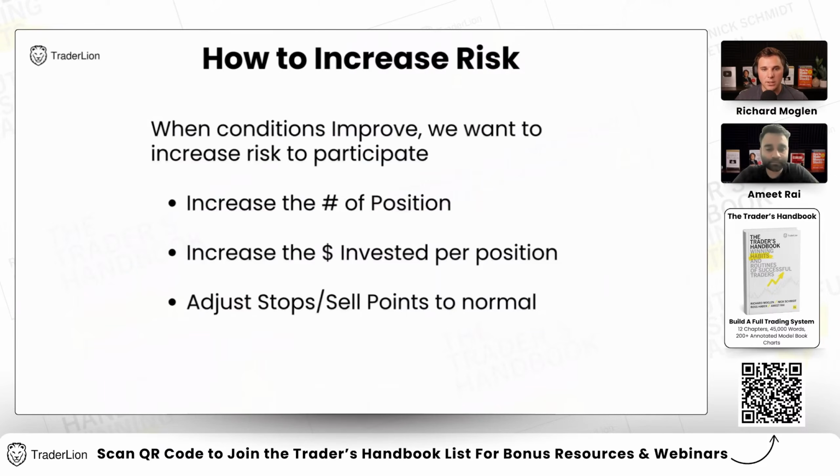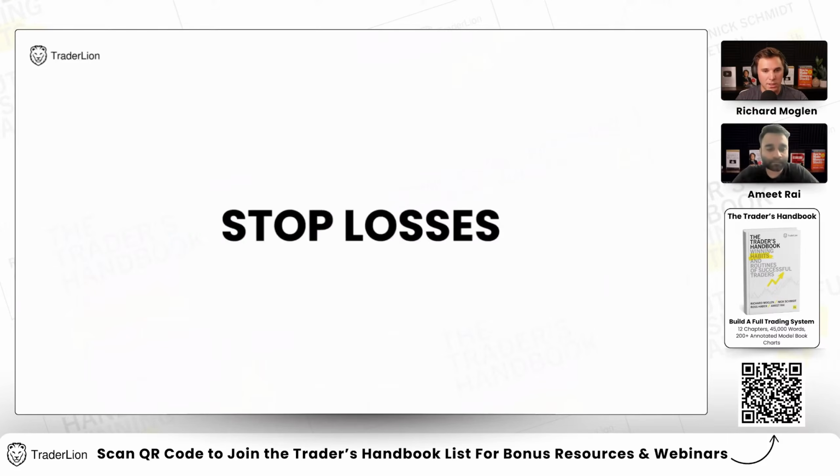Then on the flip side, when market conditions improve, eventually the correction we're in will get better. We'll see. It might take some time. But when conditions improve, we do want to increase risk to make sure we're participating fully. And basically, you do the flip side of everything we talked about. You can increase the number of trades and the number of positions you have. You can increase the dollar amount invested per position or as a starter size, and adjust stops and sell points back to normal, to your normal system. So those are a few things in regard to both decreasing as well as increasing risk.